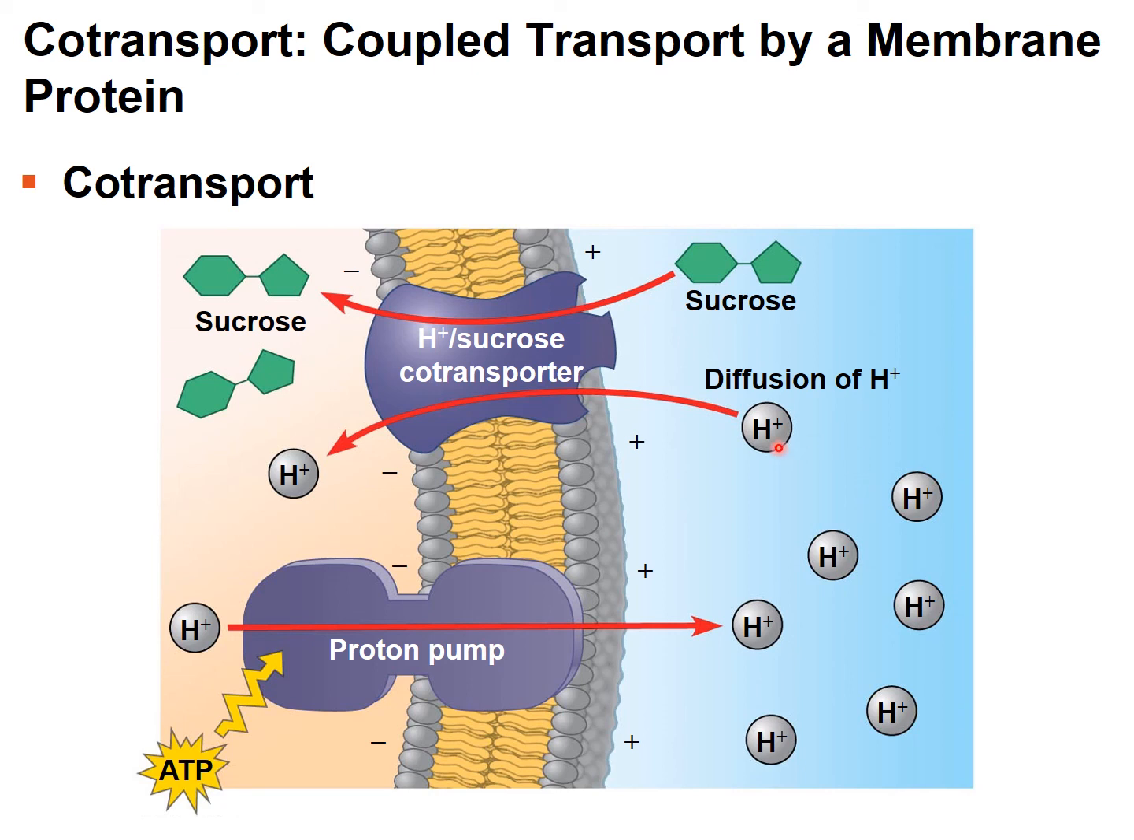So here, these protons are going to move from the outside of the cell back to the inside of the cell based on concentration gradients. So here we've got higher concentration to lower concentration, passively transported. At the same time, this allows the transport of sucrose into the cell. So that's an example of co-transport. And co-transport is basically active and passive transport working together.